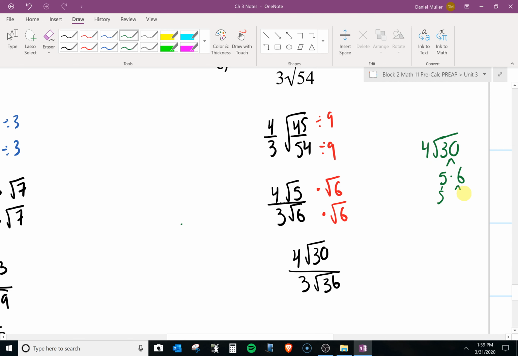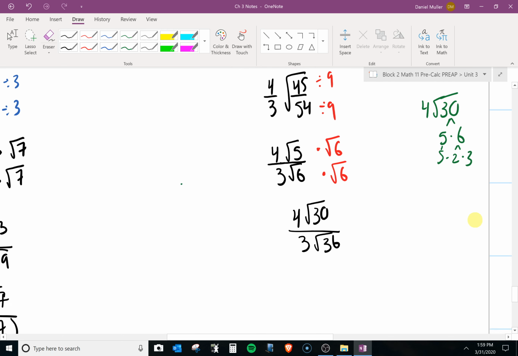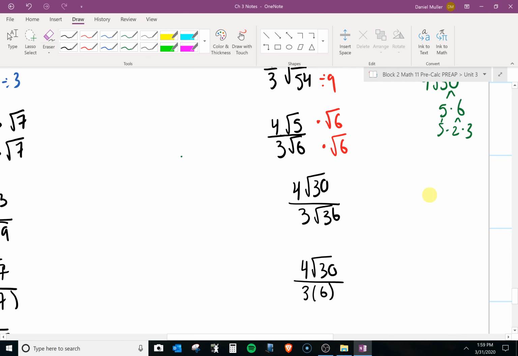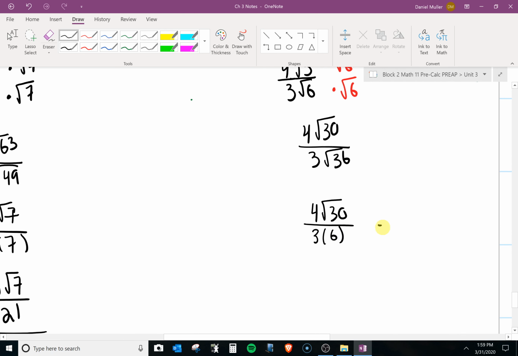The 5 can carry down. This is going to become a 2 and a 3. And there are no pairs. So no, I can't simplify it. That's perfect. So I got just 4 square root 30. It already is in simplest form. On the bottom I have a 3, and the square root of 36 is just 6. So I've got a 4 square root 30. And then on the bottom is an 18. 3 times 6 is 18.